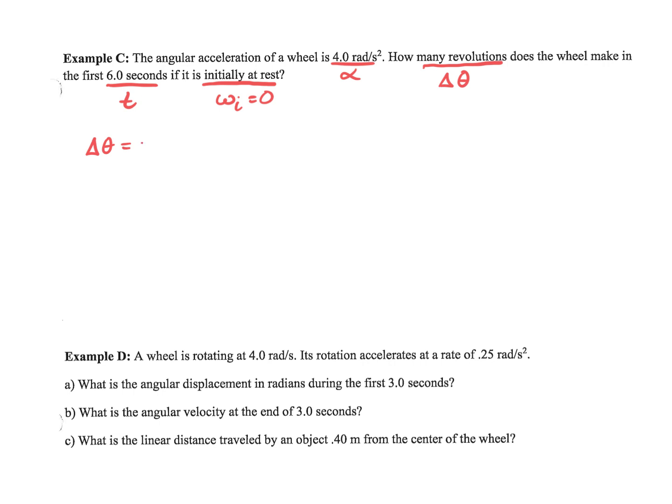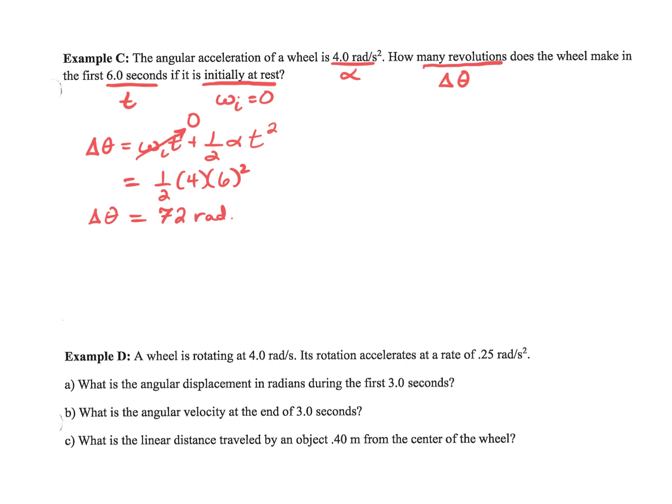So delta theta equals omega initial t plus 1/2 alpha t squared, right? Like v initial t plus 1/2 a t squared, just change it. So we know this is 0, isn't it? So we're going to do 1/2 times 4 times 6 squared. And delta theta is what? 72 radians.